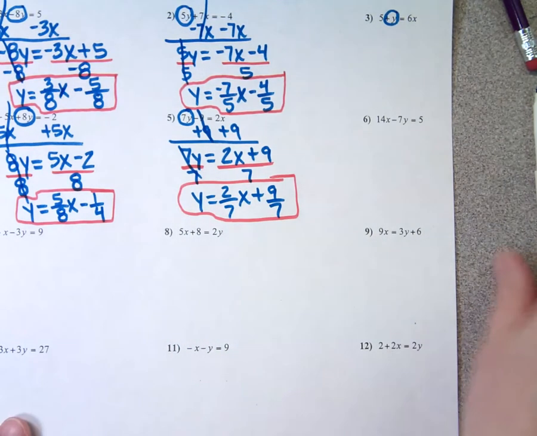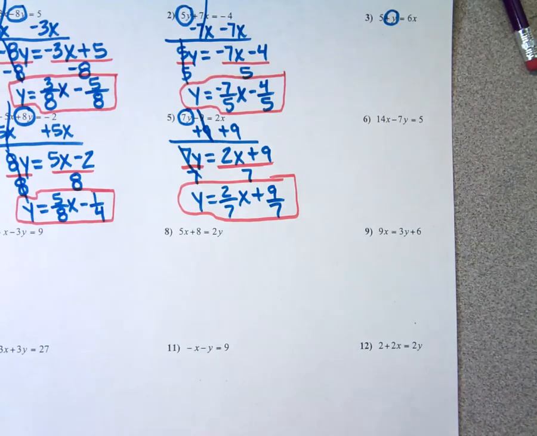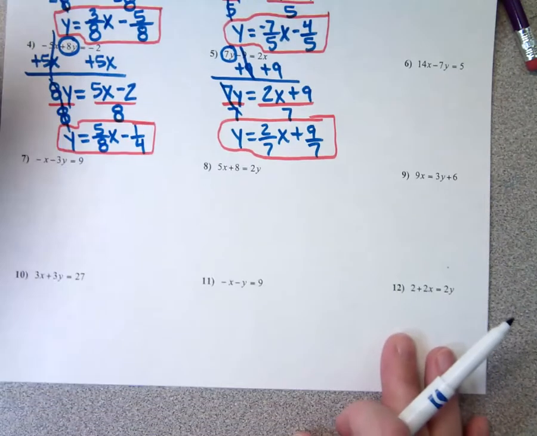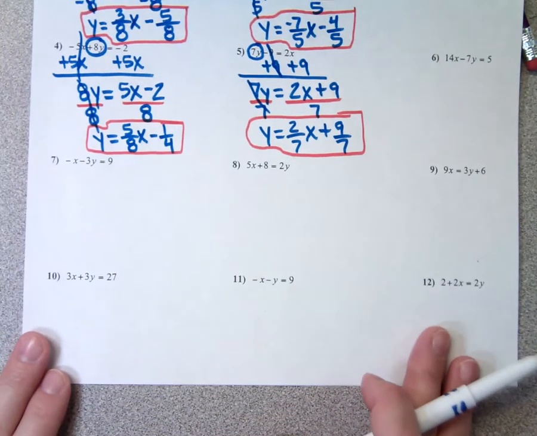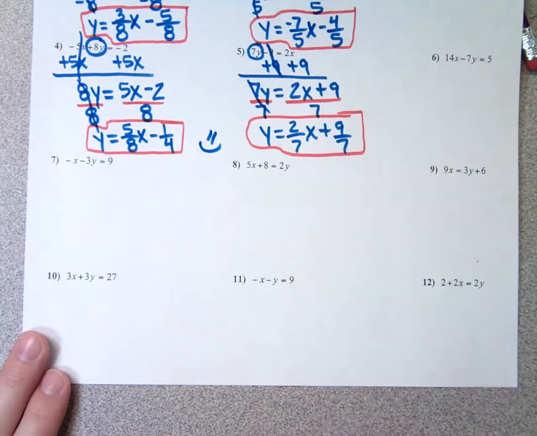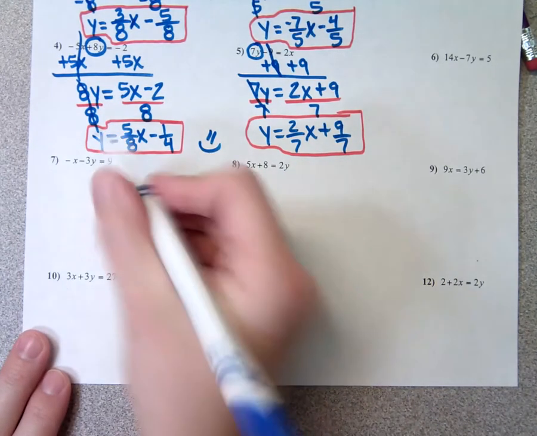Okay. Maybe let's do 3 more. I know, you're like, no. But yeah, let's do 3 more. I'll make a smiley face. That'll make it better. All right, number 7.